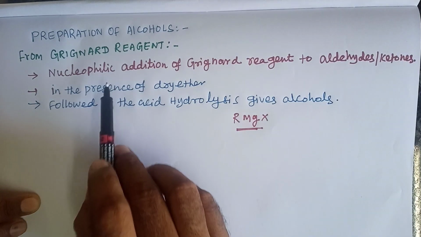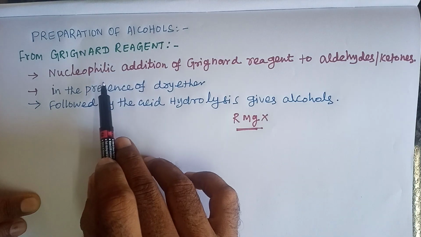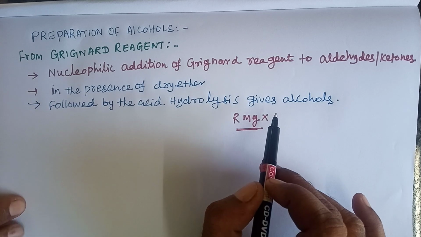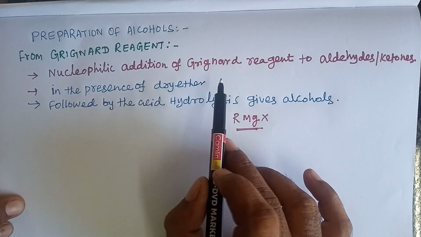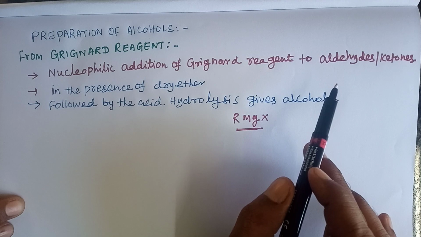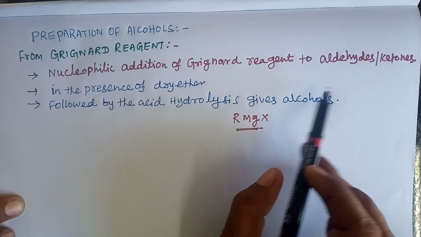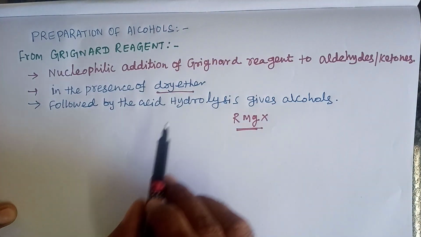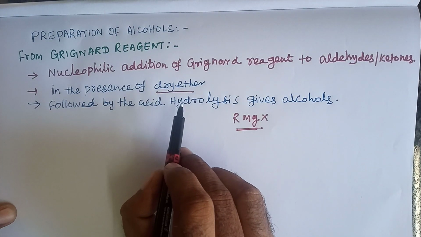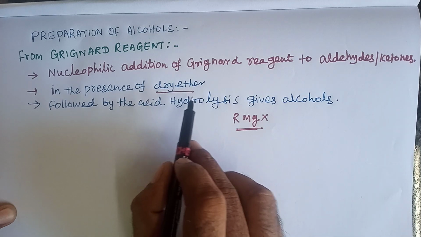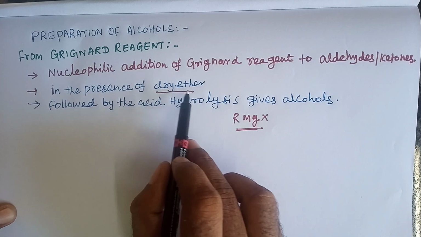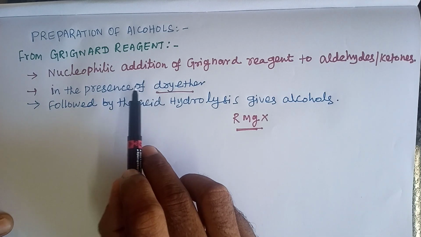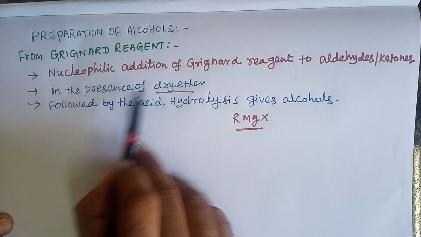Here, a nucleophilic addition reaction takes place. Nucleophilic addition of Grignard reagent to aldehydes or ketones in the presence of dry ether. Here we are using dry ether. It provides a large surface area for the reaction. So we are using dry ether as a solvent. So we can prepare the alcohol from Grignard reagents.